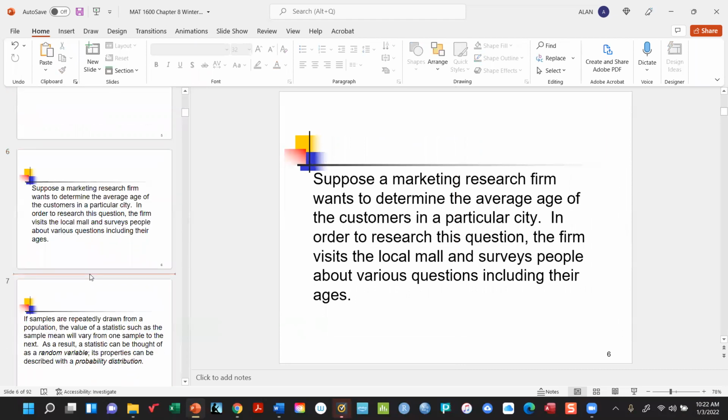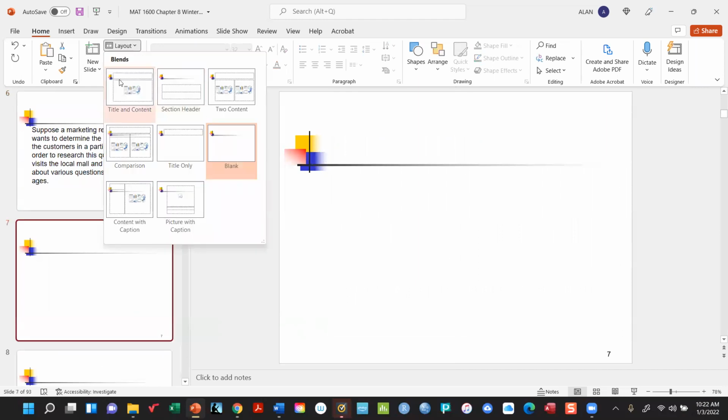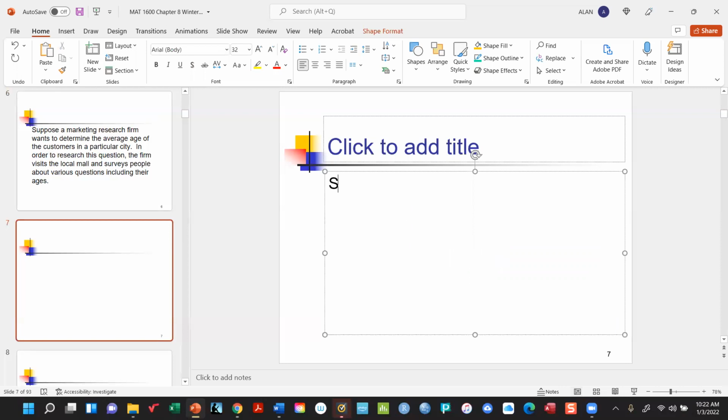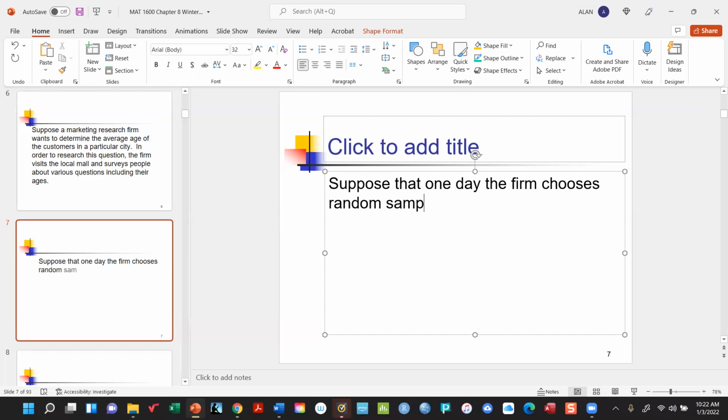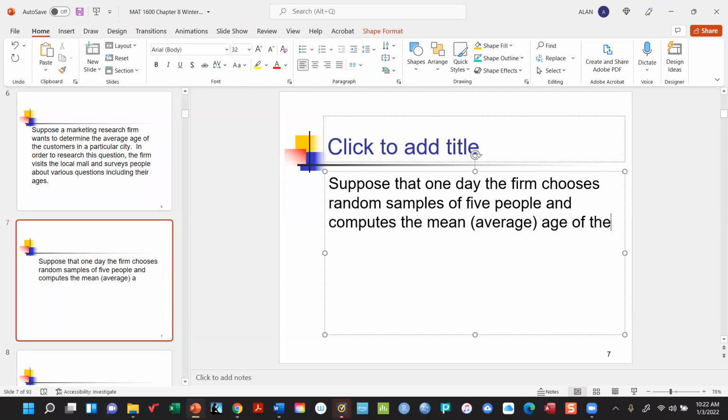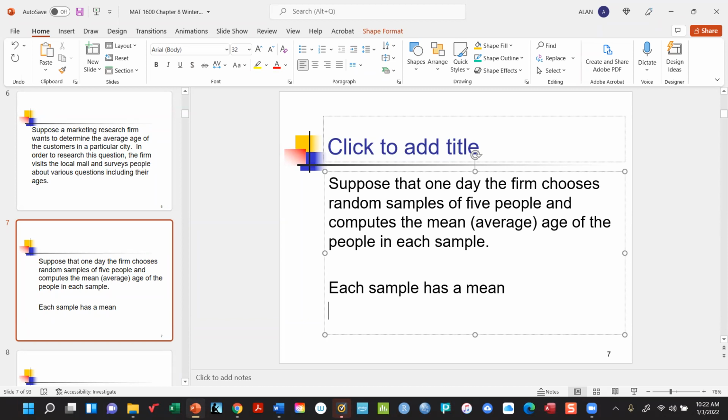So now here's the interesting part. We're going to visualize two situations. Suppose that one day, the firm chooses random samples of five people and computes the mean or average age of the people in each sample. So they take five people at a time and average out their ages. For each sample, you have a single mean. So each sample has a mean, and we could write that as X bar with a little i next to it to indicate that it is the mean of sample i.